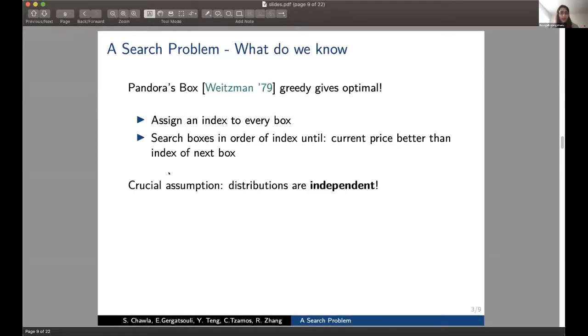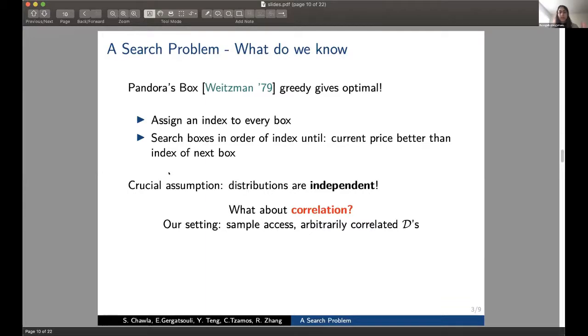But there's a crucial assumption in that case that the distributions are independent. So what we asked in this paper is basically, what about correlation? What happens if we're given sample access to some arbitrarily correlated distribution? We don't assume anything about the type of correlation these distributions have.